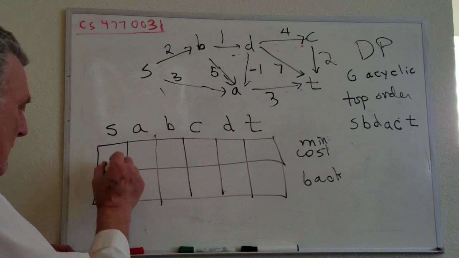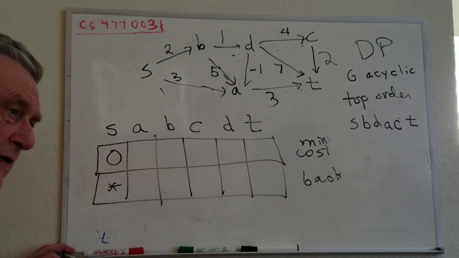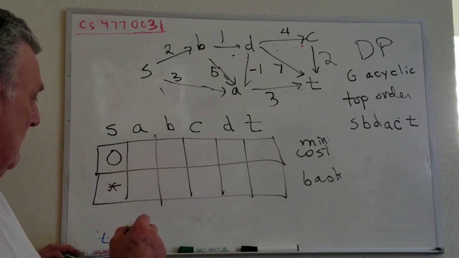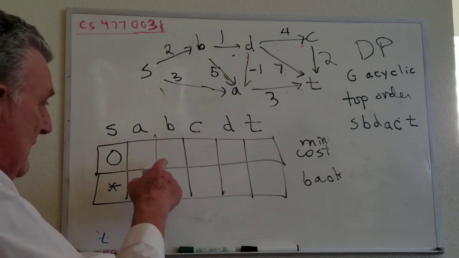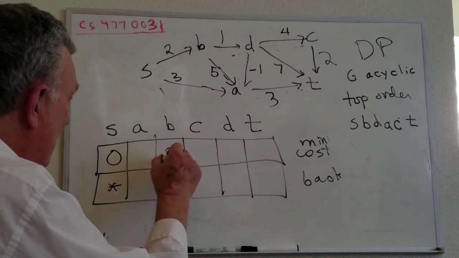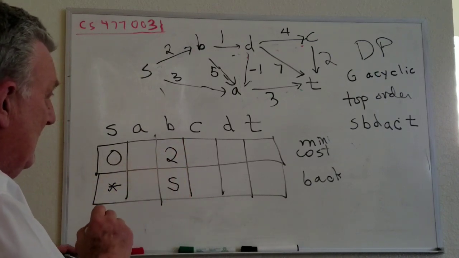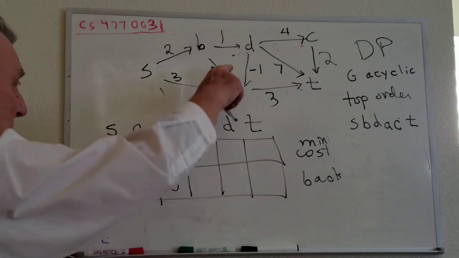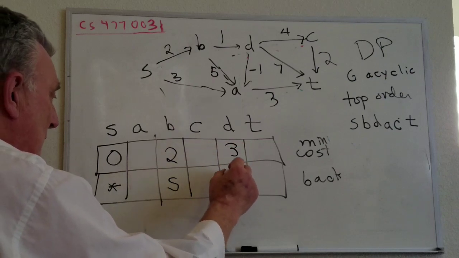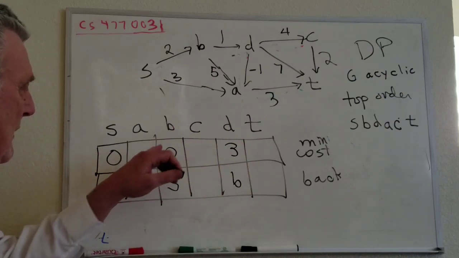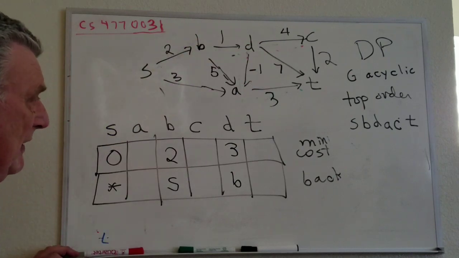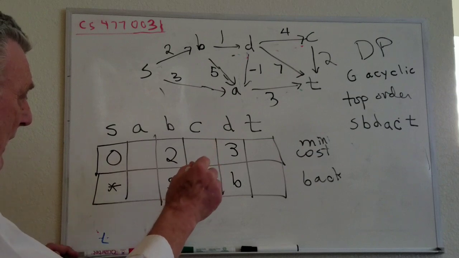Initially, of course, the source has cost 0 and the back pointer is undefined. Now, the next one we visit is B. There the cost is 2 and the back pointer is S. The next one we visit is D, and there the cost is 3 and the back pointer is B. Why is it 3? You take the cost of B and you add 1 to it. Now in the topological order we have A.